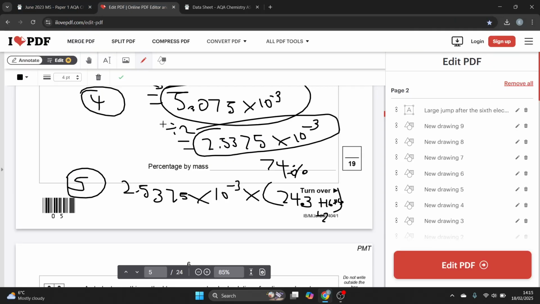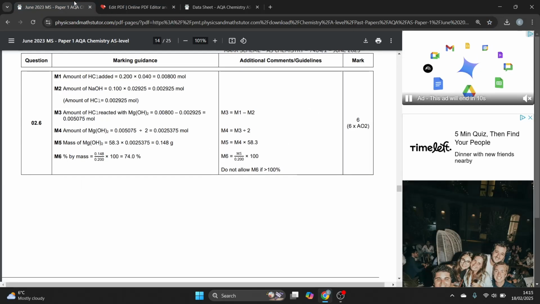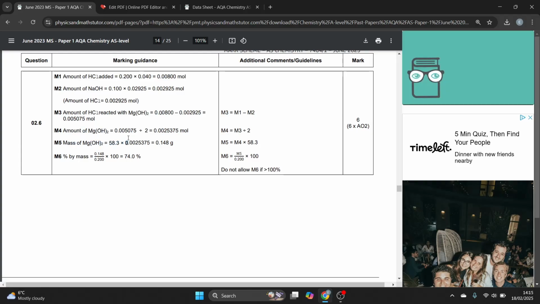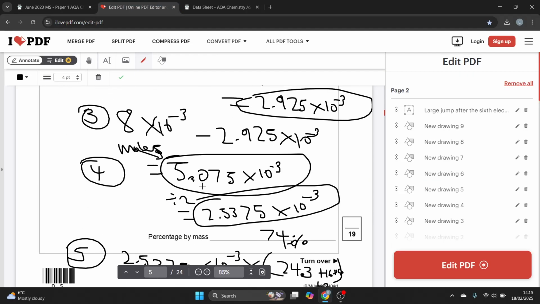So find out the moles of HCl, find out the moles of sodium hydroxide, find out the moles of HCl reactive with magnesium hydroxide, the amount of HCl remaining, the amount of HCl reactive with this, so that minus that, then the number of moles of magnesium hydroxide, then the mass, and the percentage by mass. Exactly how I did it.